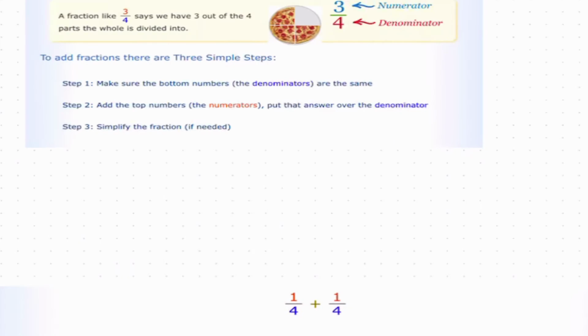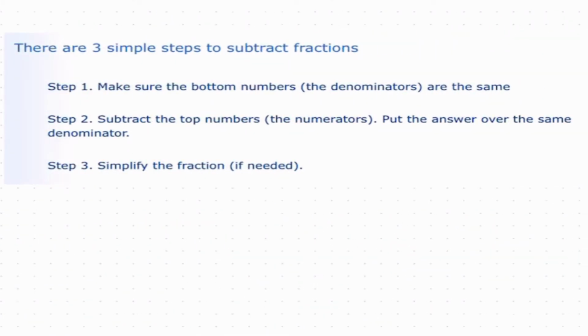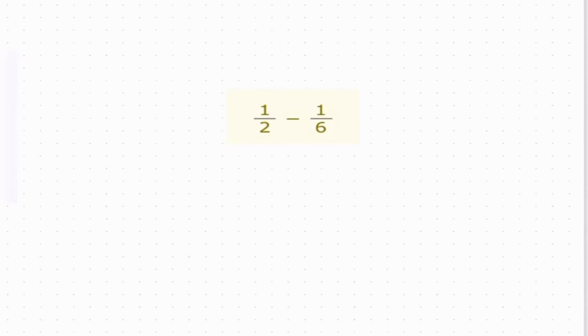All right, now let's look at some subtracting fractions. Okay, so basically, again, it's the exact same steps, only difference is that now you're subtracting the numerators instead of adding the numerators. 1/2 minus 1/6. Okay, 2 can go into 6, so we can use that number as our denominator. Okay, so our denominator is going to be 6. We don't have to do anything to that.